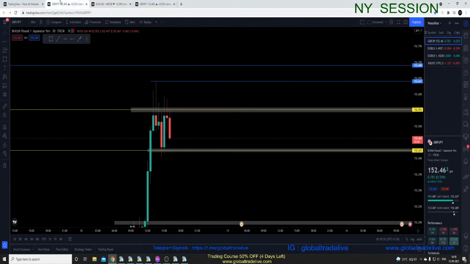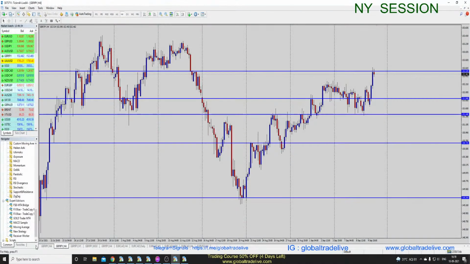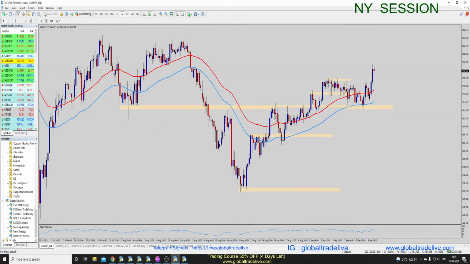Okay, so let's just check the 4 hour over here. It just crossed above this area from the left, and now it's going up to this area. So most possibly it can come down to this level to retest this area and then go up again. If not, then it should be going up within this 4 hour candle over here.